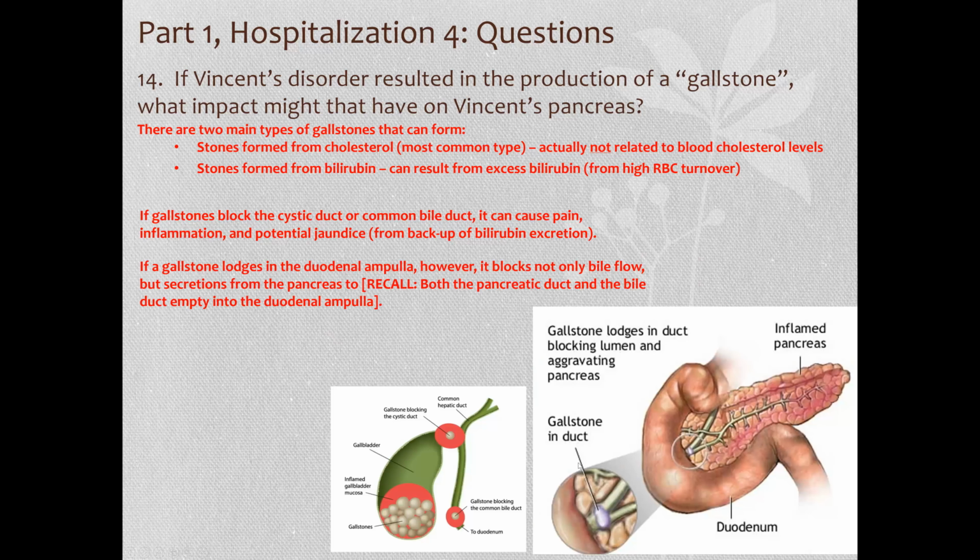If a gallstone actually lodges in the duodenal ampulla, though, it's going to block not only bile flow, but it will also block secretions from the pancreas. So remember, both the pancreatic duct and the bile duct empty into the duodenal ampulla. So a gallstone here would block secretions from both organs. And then the digestive enzymes produced by the pancreas could get backed up and start digesting the pancreas itself, which could lead to inflammation, which could potentially give Vincent yet another round of pancreatitis.